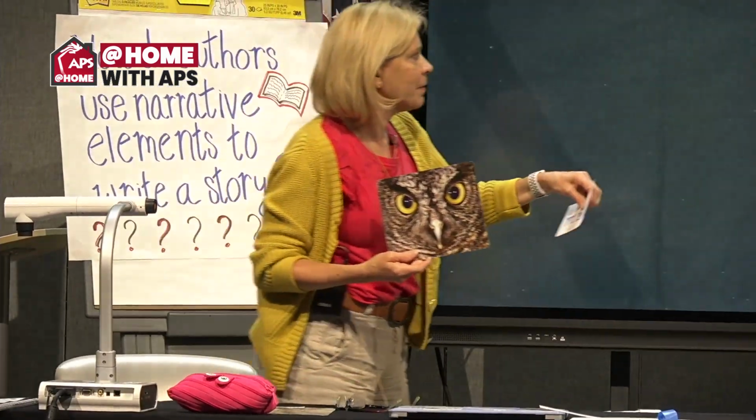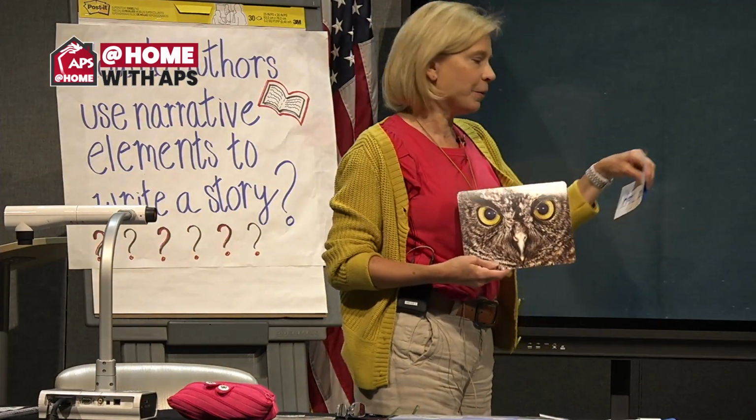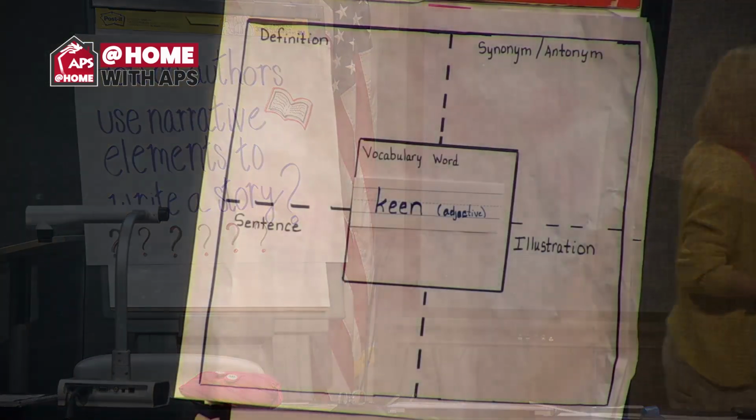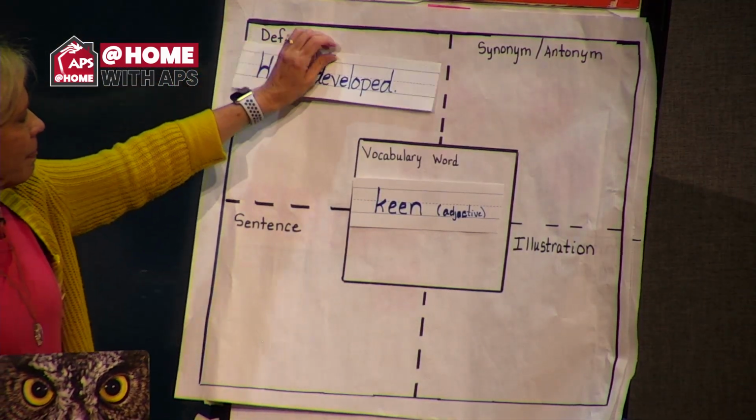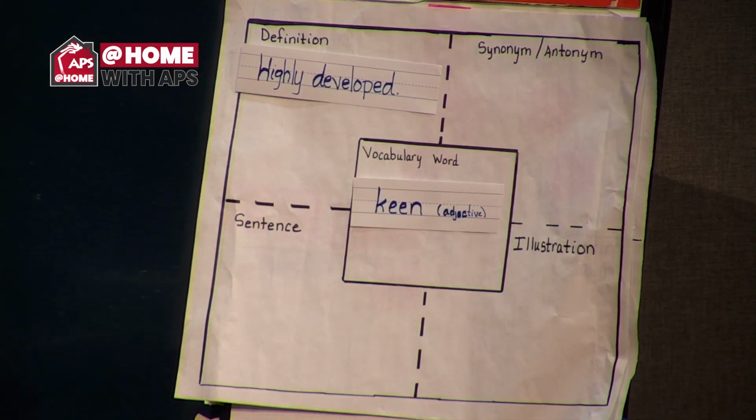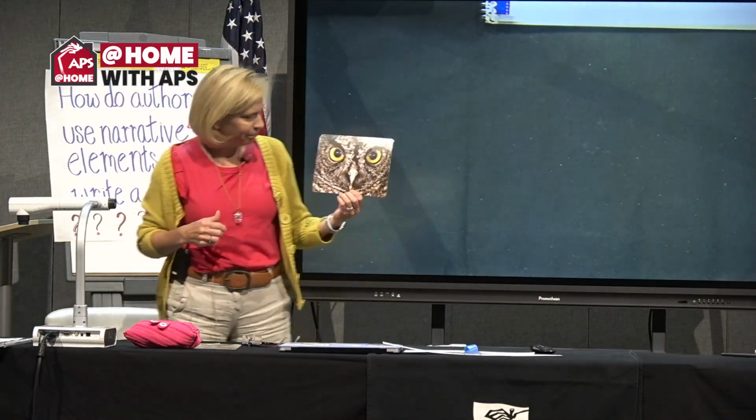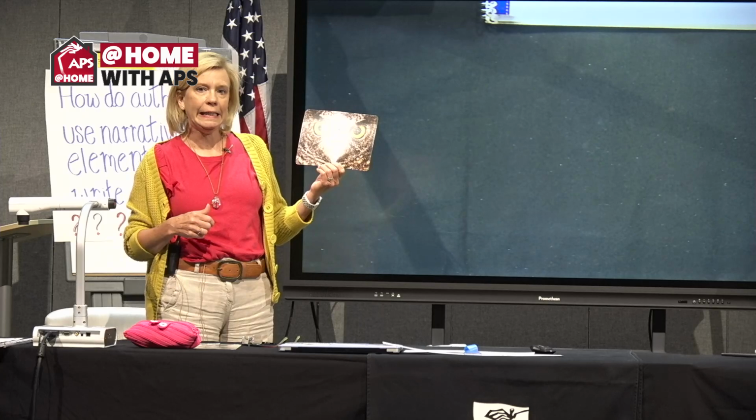So our definition that I came up with, and you can put it in your own words, is highly developed. Our owl has a keen eyesight. It's highly developed eyesight. He can see everything that's going on. He or she, right? So that's our word keen.